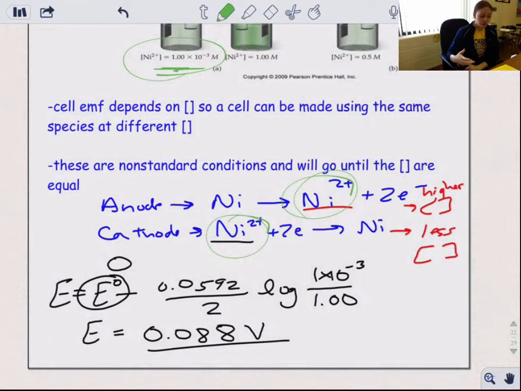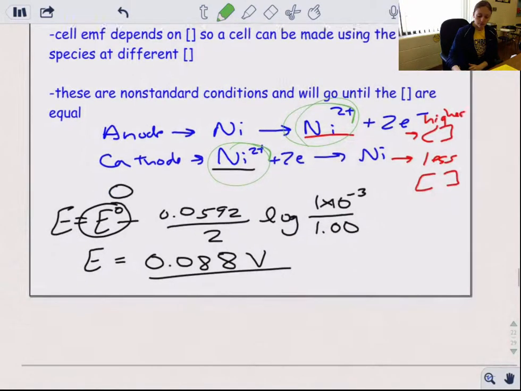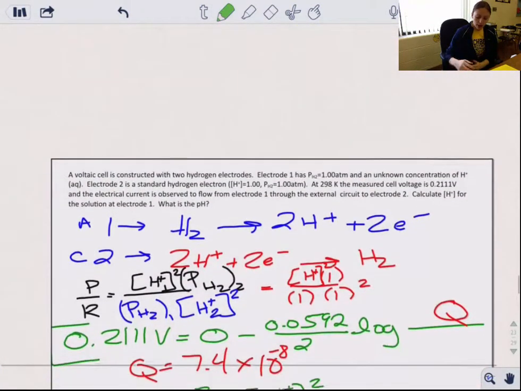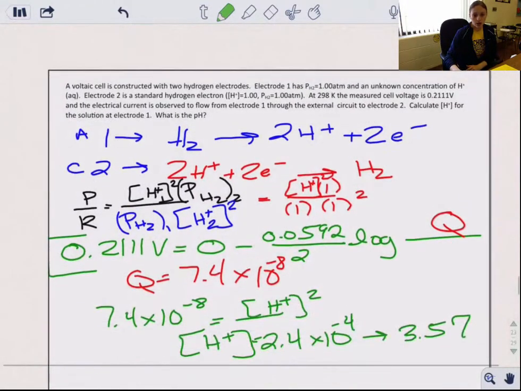That's actually how pH meters work. pH meters work by membrane concentration differences, and these ions move back and forth over your membrane. Go ahead and try the last one, and here is your answer.